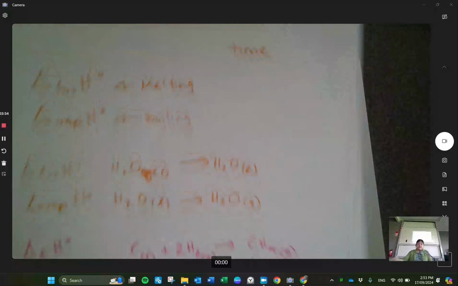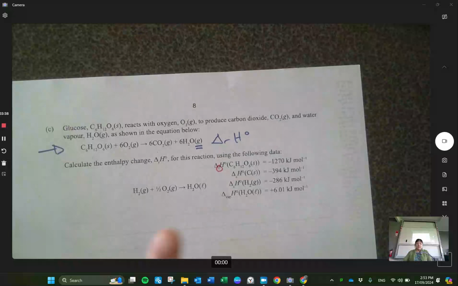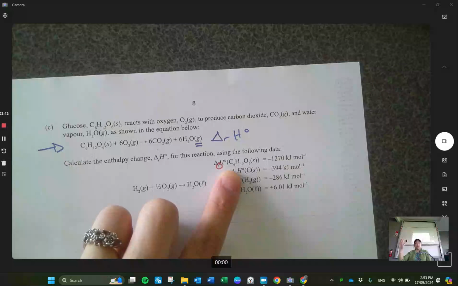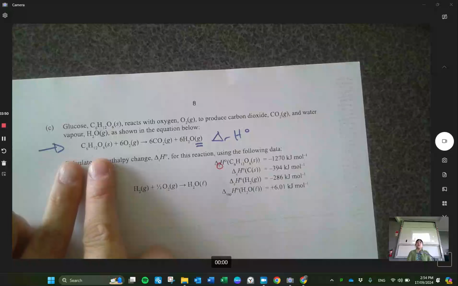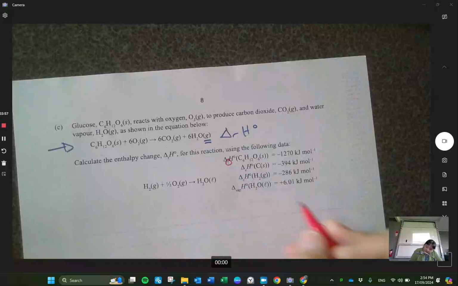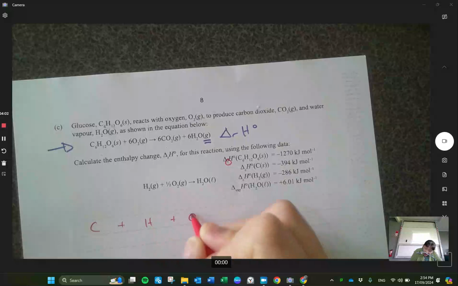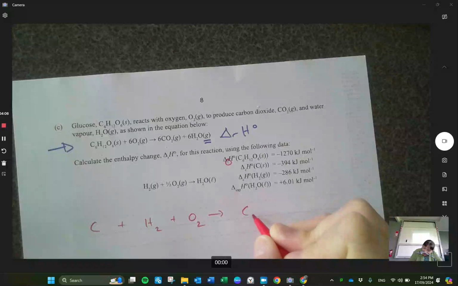Remember, with a formation equation, I'm taking the elements and forming the product. So when I think about this equation, the glucose is going to be on the product side, correct? Are we all okay with that statement? Glucose is on the product side based on this information here. I want it on the reactant side, so I need to flip it around the other way. I'll do the equation first and then I'll flip it. If I was to form glucose, I would need carbon plus hydrogen plus oxygen. These are 2's, and then I write that.